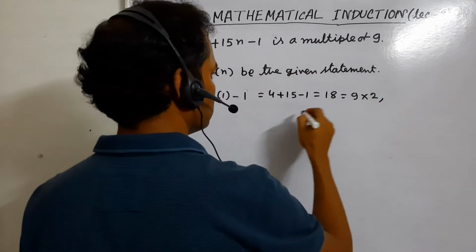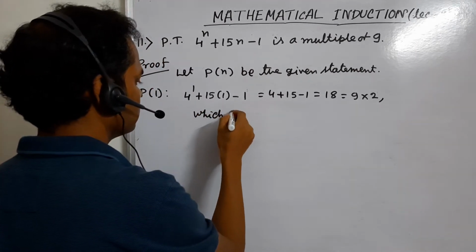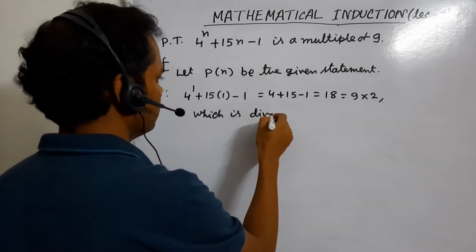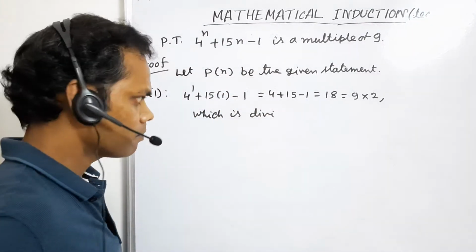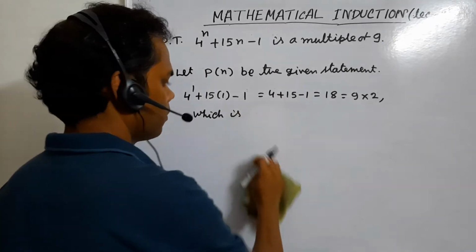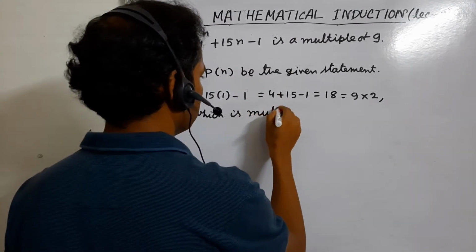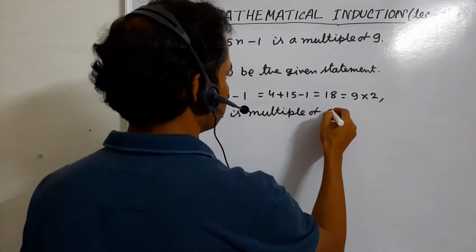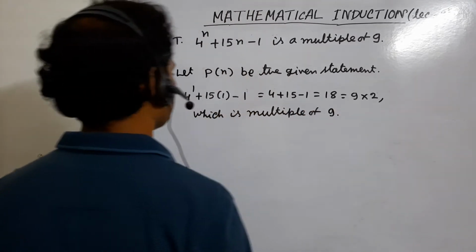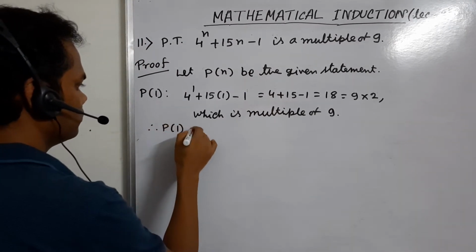So which is divisible, or which is a multiple of 9. Therefore P1 is true.